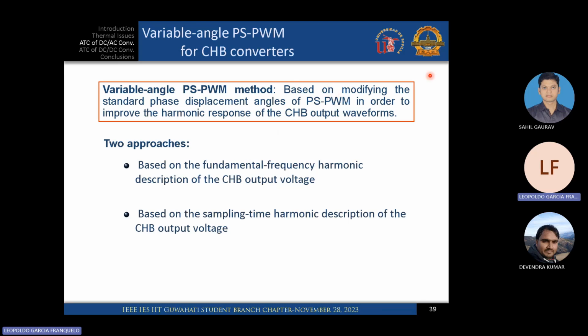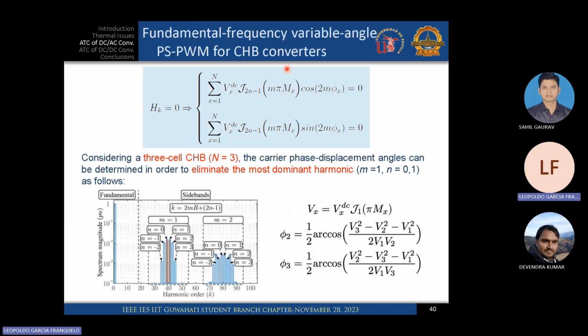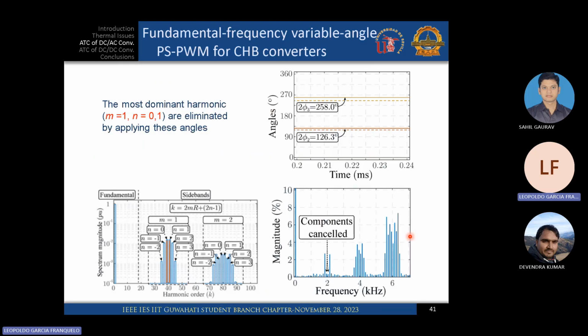So we can try to solve this using two approaches. One is using the fundamental frequency harmonic distortion that we saw before, or the sampling time harmonic distortion. If we bring here again the formula that we wrote before, considering one example of n equal 3, then we have that the dominant harmonics are in n equal 0 and 1. So we can make these two harmonics equal to 0. We have to calculate two angles. They will give us the solution, which will be this one. So it's easy to calculate new angles. With these new angles, all these harmonics disappear, are cancelled.